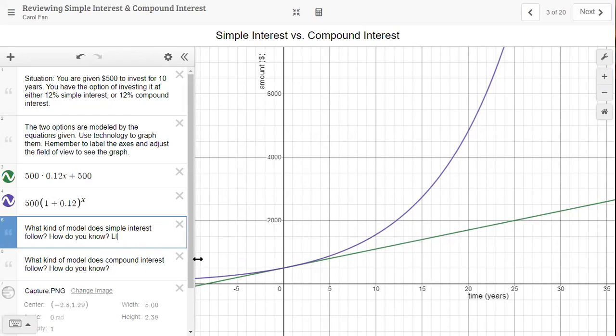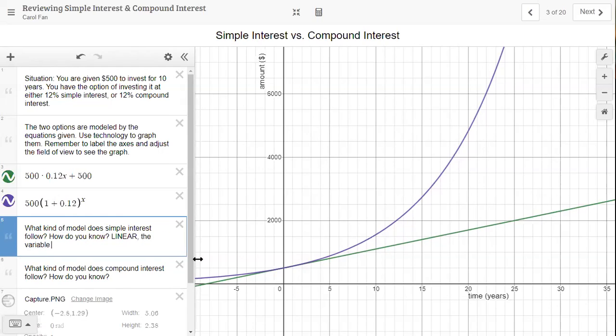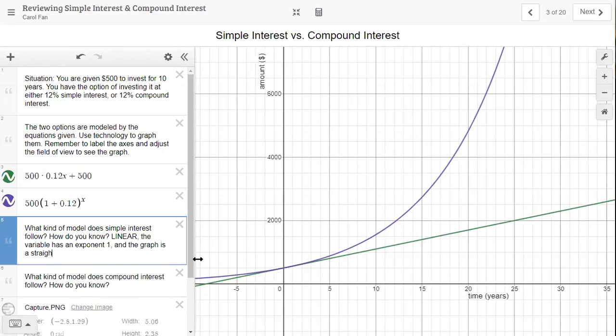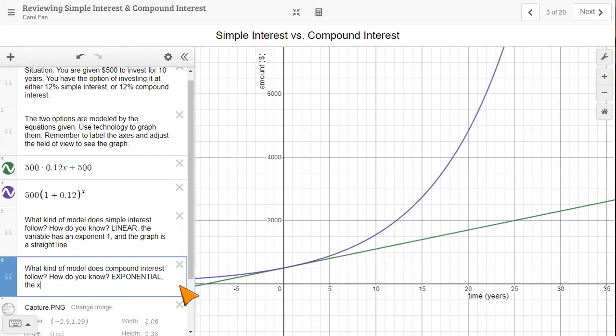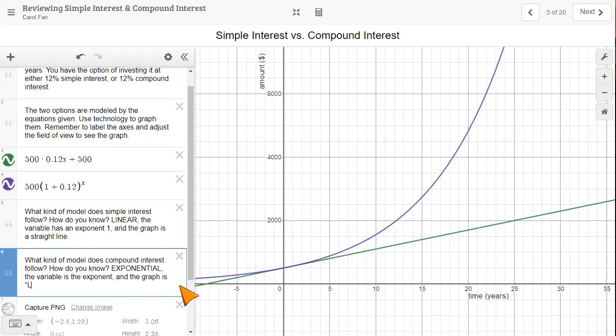So we know that simple interest is linear, and we know that it is because the variable has an exponent of 1, and the graph is a straight line. On the other hand, compound interest, we know that this is exponential. The variable is the exponent, and the graph is L-shaped.